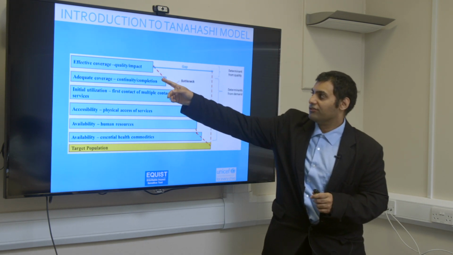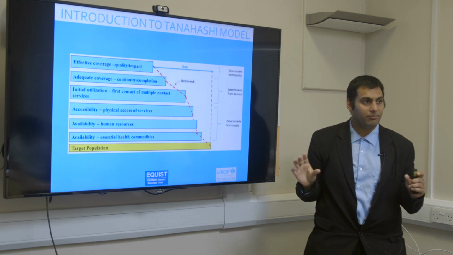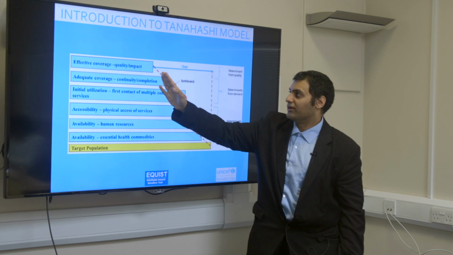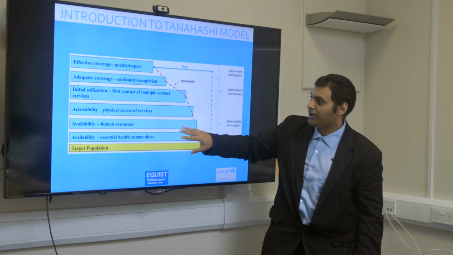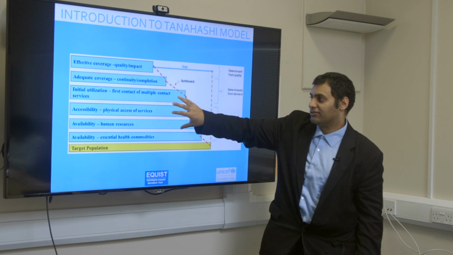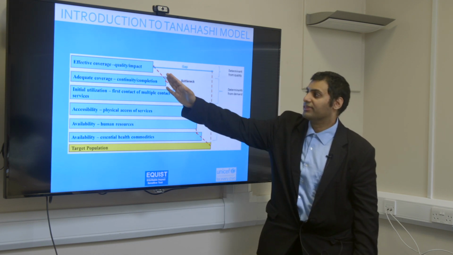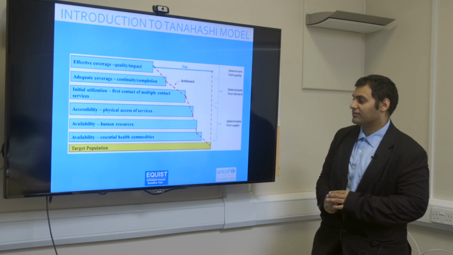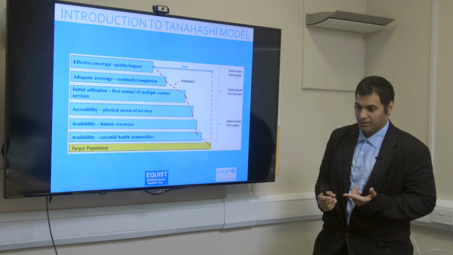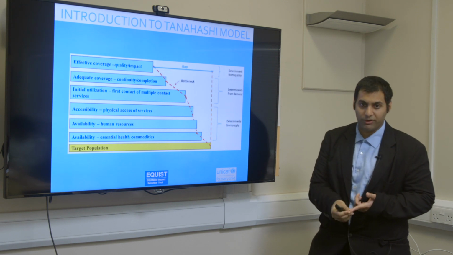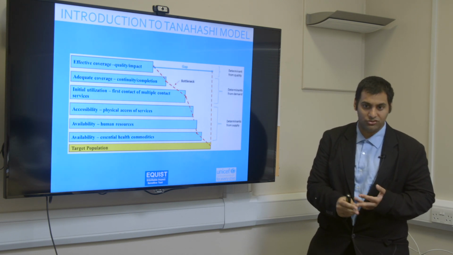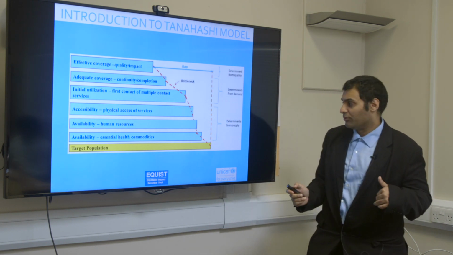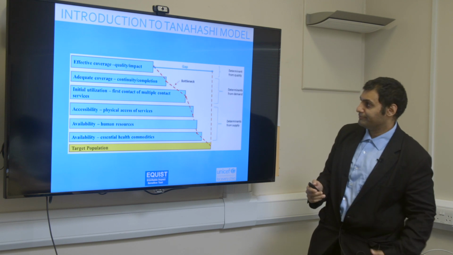And effective coverage is now looking at the quality of the care and the impact of the care. So this is what we're mainly trying to alter and improve as much as possible by addressing these other determinants to ensure that you get the maximum quality of care. And this is looking at the health intervention itself. It could be, is a mother also getting her blood pressure taken? Is she getting a urine sample taken? Is she getting the full quality of care that is necessary for her well-being and her child's well-being?